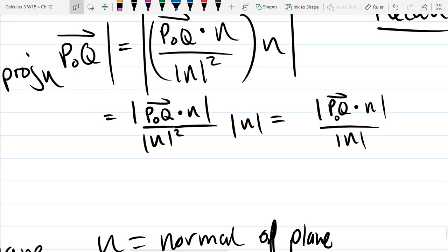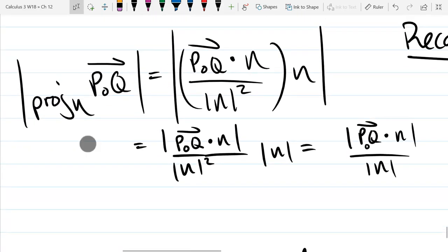Now I want to warn you, this looks a lot like the easy formula for distance between a line and a point. So if you flip back 2 pages, what's the difference between this and the distance formula for a line and a point?